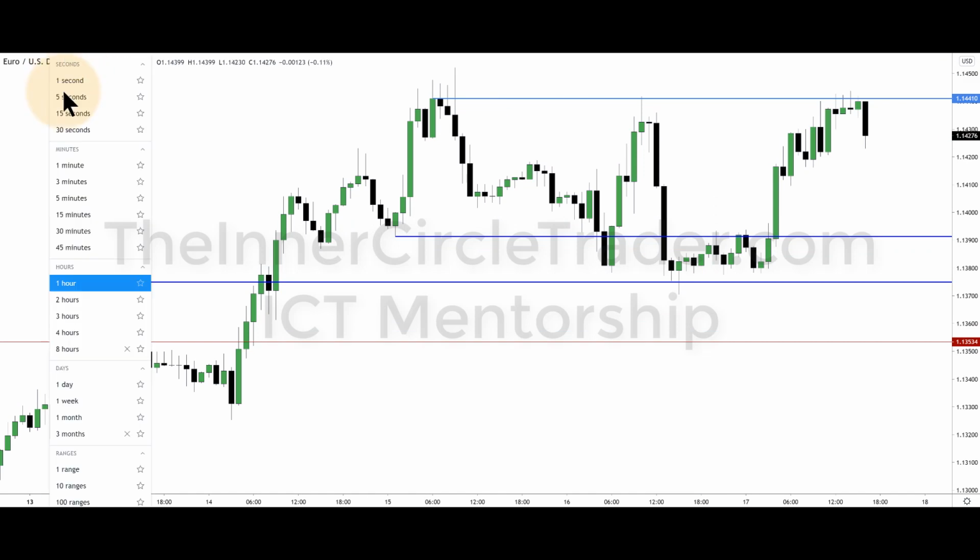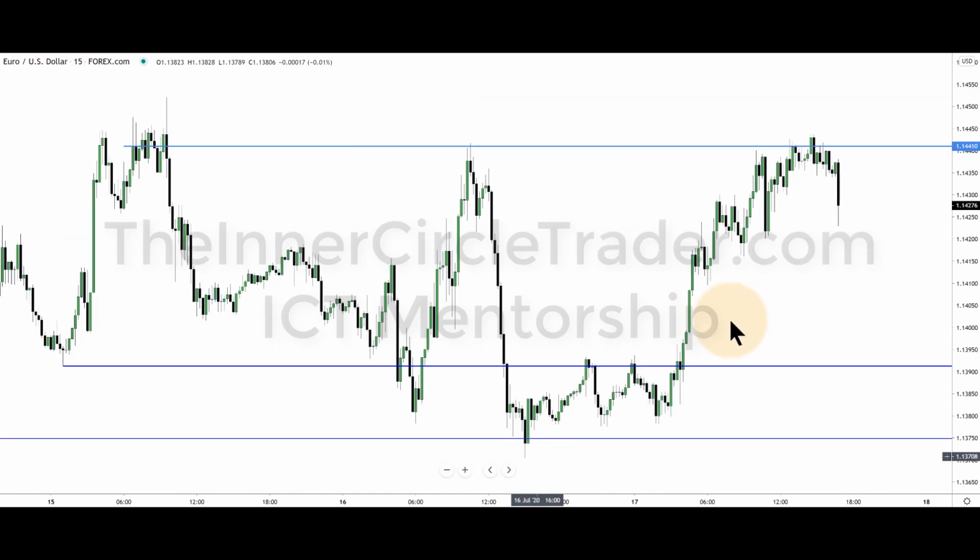Let's drop into a 15-minute time frame. All right, so here's the 15-minute time frame for euro. Beautiful reaction in here. Optimal trade entry here to here, London, fair value gap. Boom, takes off.